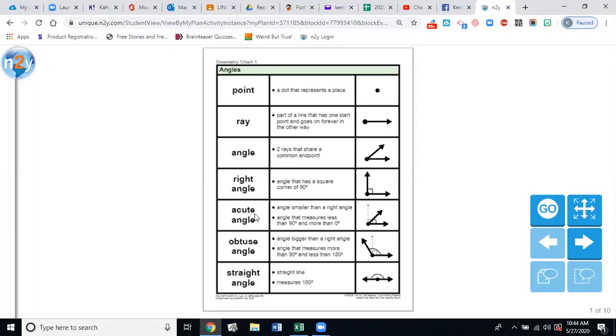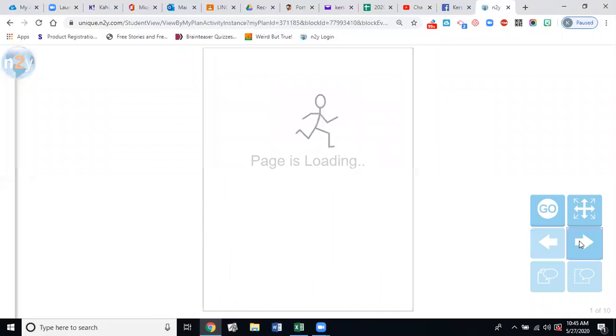It looks like an L. An acute angle is an angle smaller than a right angle that measures less than 90 degrees and more than 0 degrees. So it looks like an angle kind of doing a sit-up. An obtuse angle is an angle bigger than a right angle. It measures more than 90 degrees and less than 180 degrees. So it looks like this angle is kind of leaning back. And a straight angle is a straight line. It measures 180 degrees. See, it's just a straight line there.